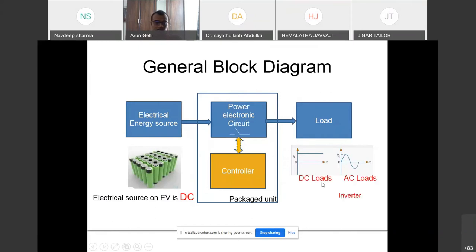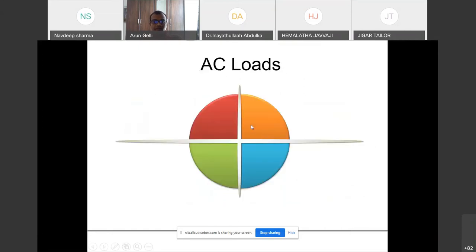So what are the various DC loads on an electric vehicle? You can have a DC-DC converter, which we have seen. On AC loads, it could be an inverter for the HVAC unit or for a chiller compressor. So it can be an AC motor running a compressor, and in that case an inverter will be used. So various applications are available. Let's look at the various types of AC loads in the mix.